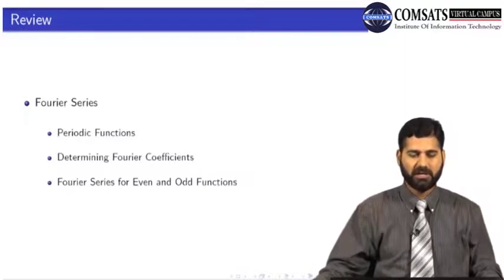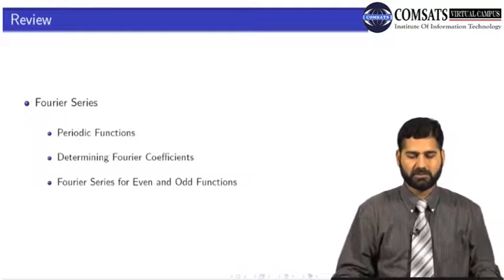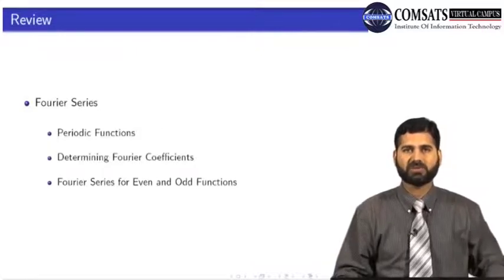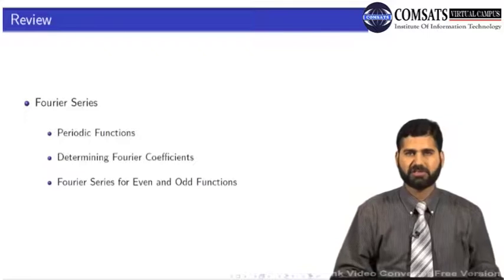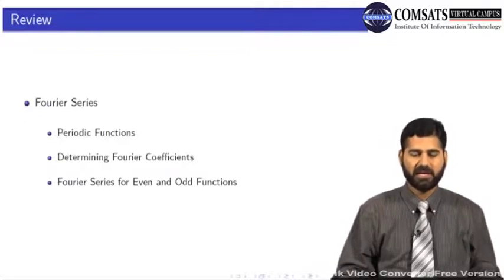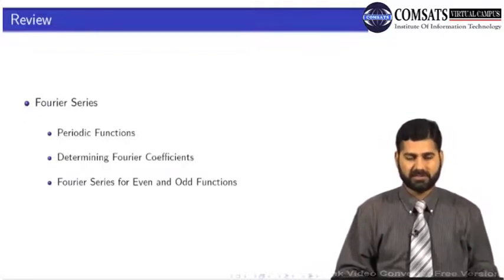So if you recall, we studied the full Fourier series, and then for even and odd functions we had sine and cosine Fourier series. In even functions you won't get sine terms, and in odd functions you don't get cosine terms. So that's why they reduced to sine and cosine series.